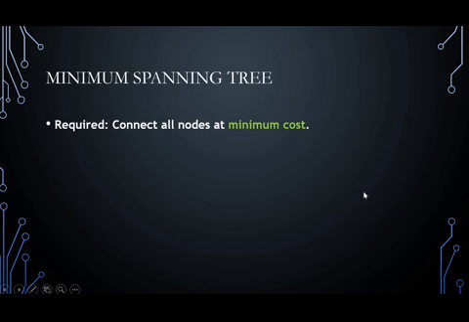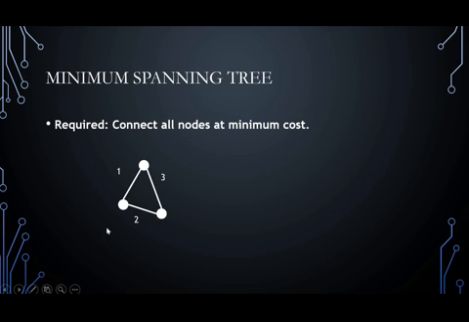As I said, for constructing a minimum cost spanning tree, connect all the nodes at minimum cost. Our major aim, objective, or goal of this problem is to see to it that all the vertices or all the nodes are connected, but they are connected with minimum cost edges. That is the basic requirement, the basic goal of the problem.